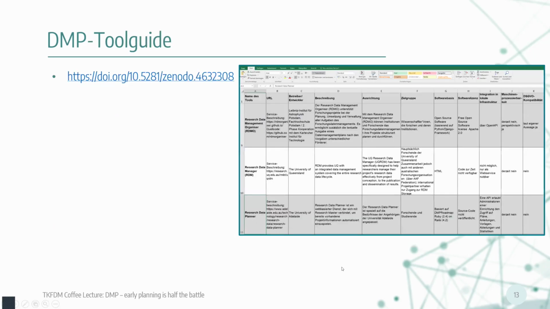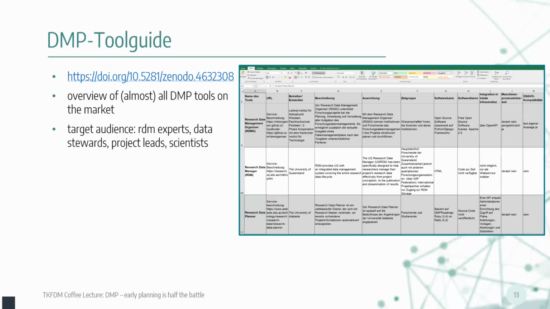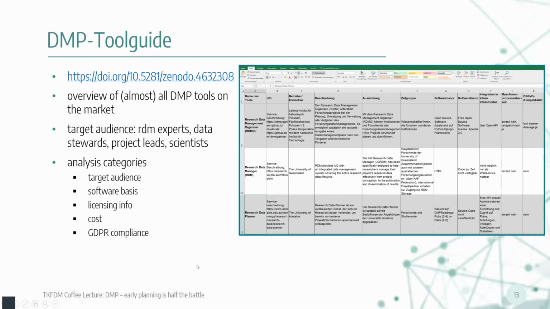If you still haven't had enough of DMP tools, there's a DMP tool guide that was created by me and a couple of colleagues. It's only 4 or 5 years old, but I think it's still mostly applicable. So there's an overview of almost all DMP tools on the market. The target audience for this is RDM experts, data stewards, project leads, but also just scientists who are really interested in DMP tools. It is basically an Excel table, a rather extensive one, that analyzes available DMP tools for the categories that I listed here.